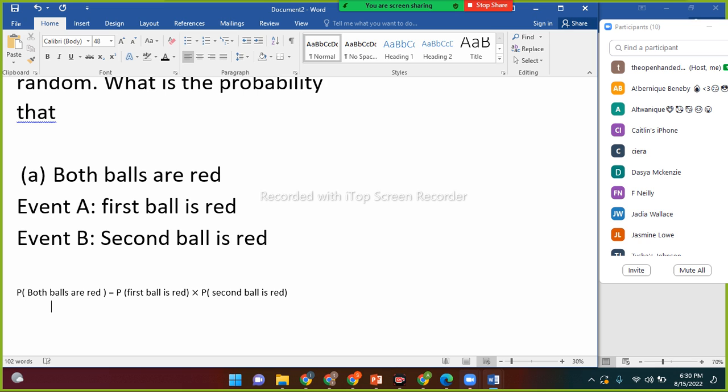So we want the probability that both balls are red. That means we have to first find the probability that the first ball is red and multiply that by the probability that the second ball is red. Essentially, we're trying to find the probability of A, because A is the first ball is red, multiplied by the probability of B.